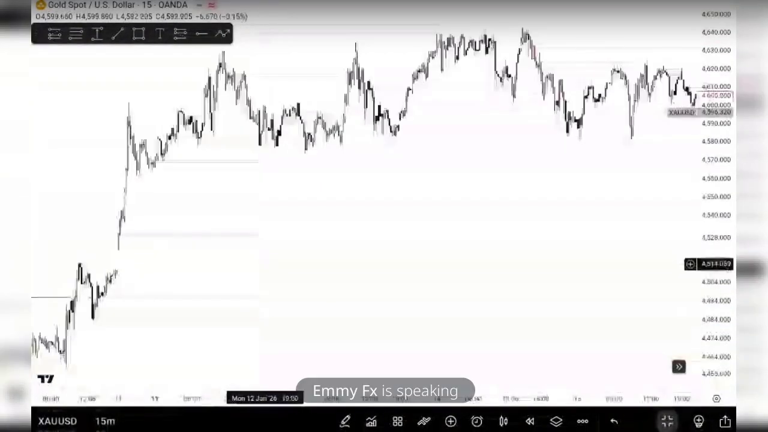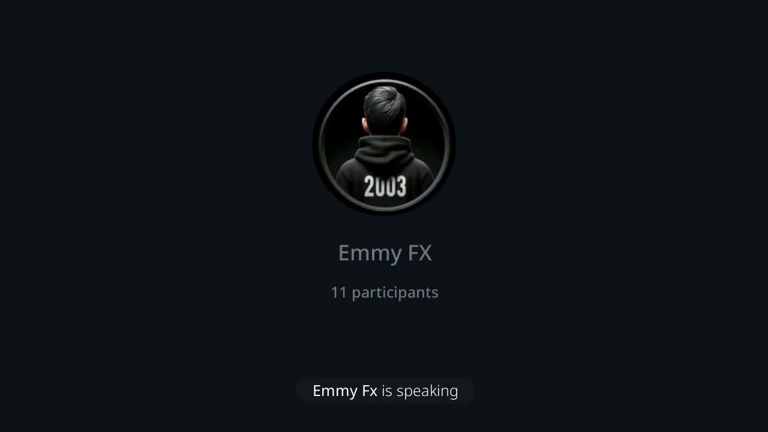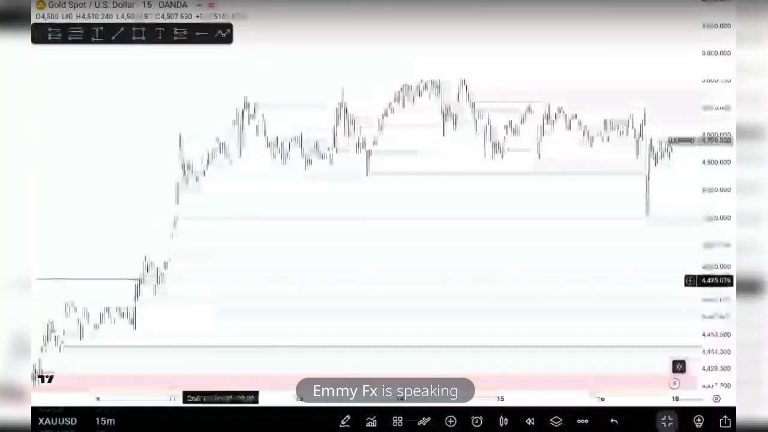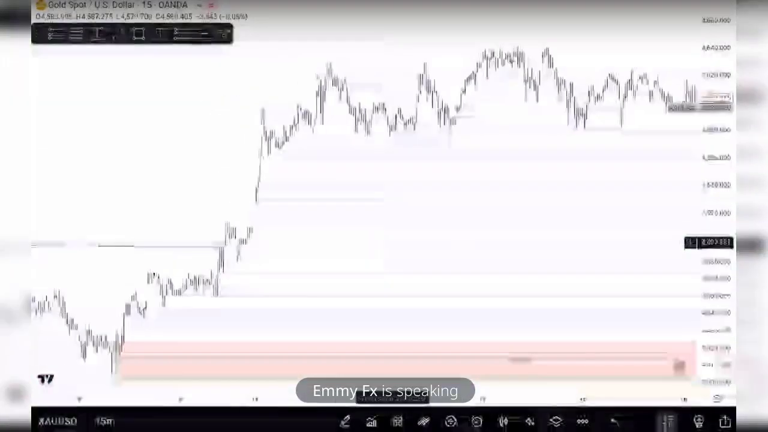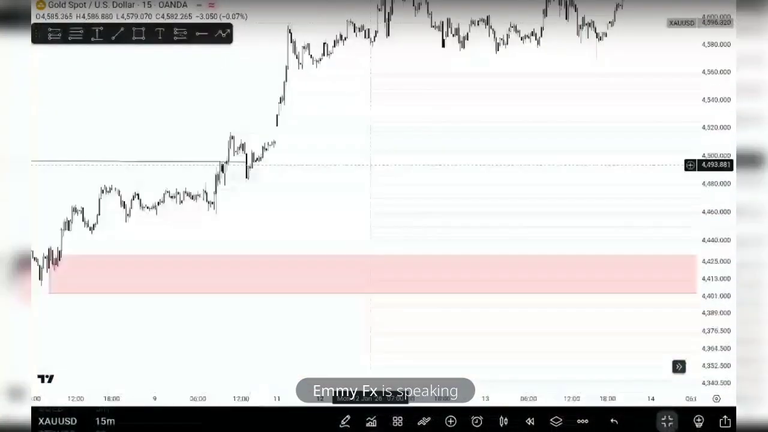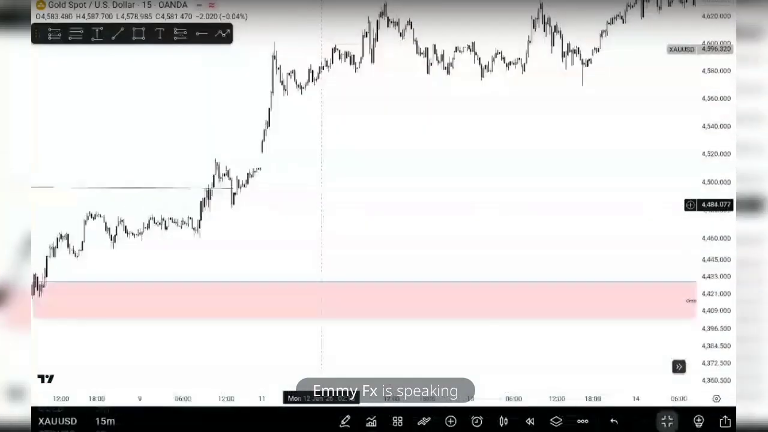For me personally, I'll be more comfortable to take a buy from here, unless I see what the market is currently doing, right? Taking a trade from here is going to be like I'm just gambling in the market.